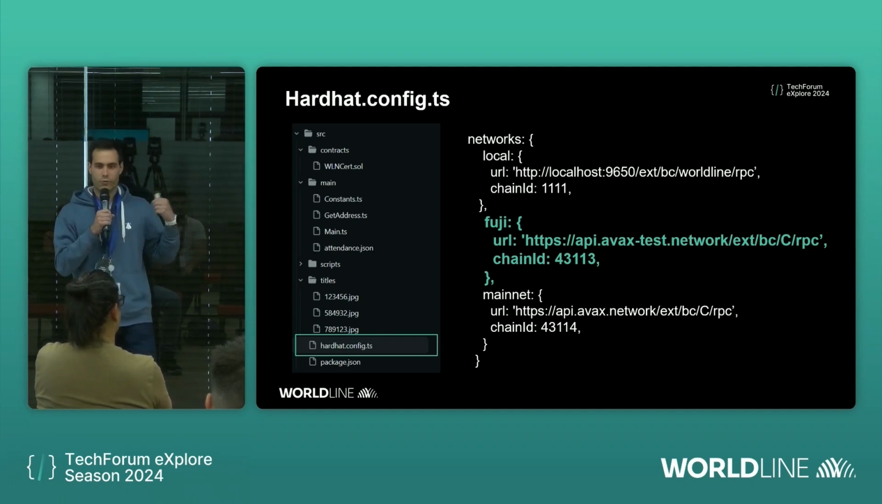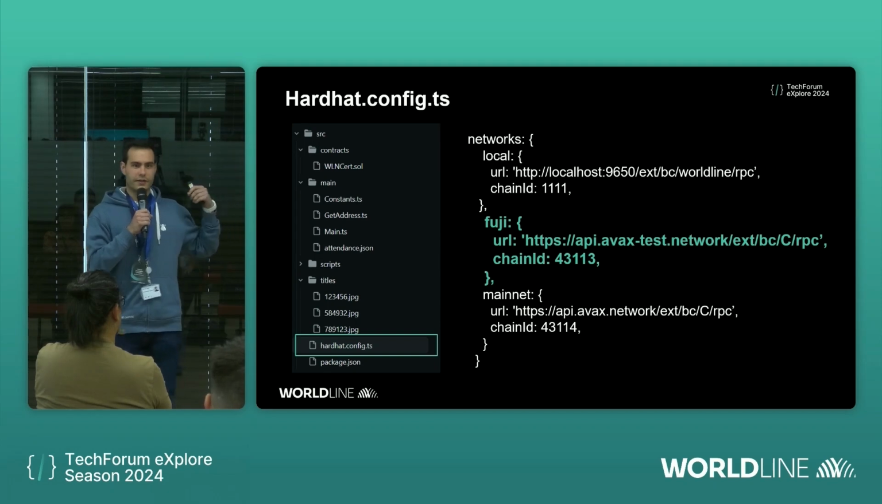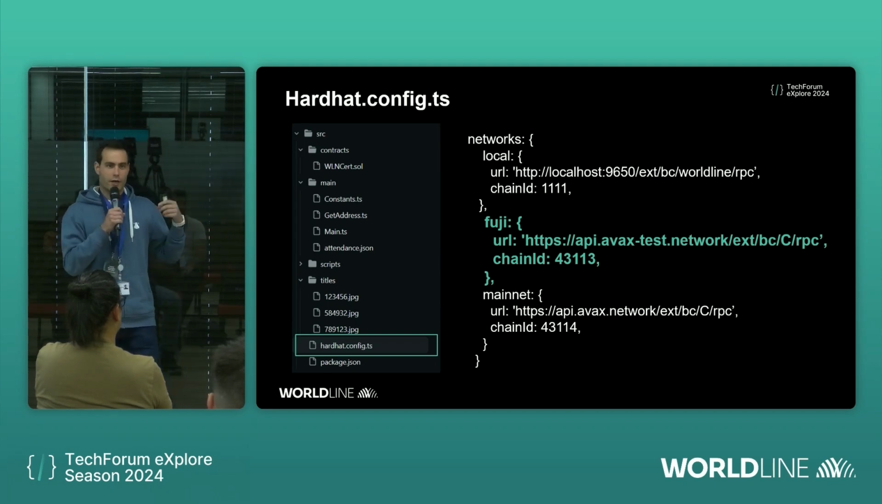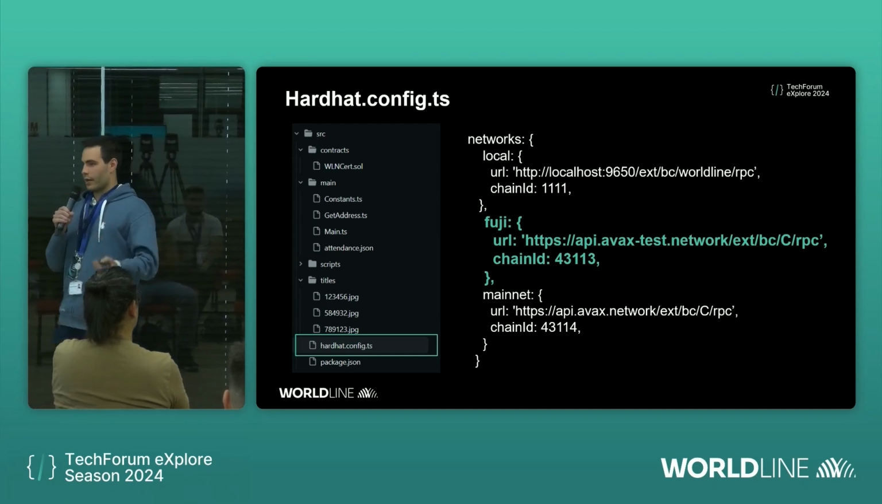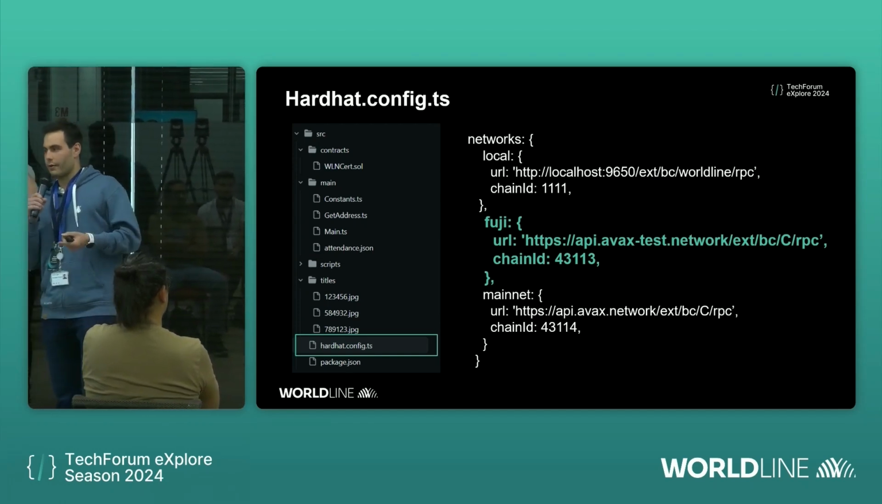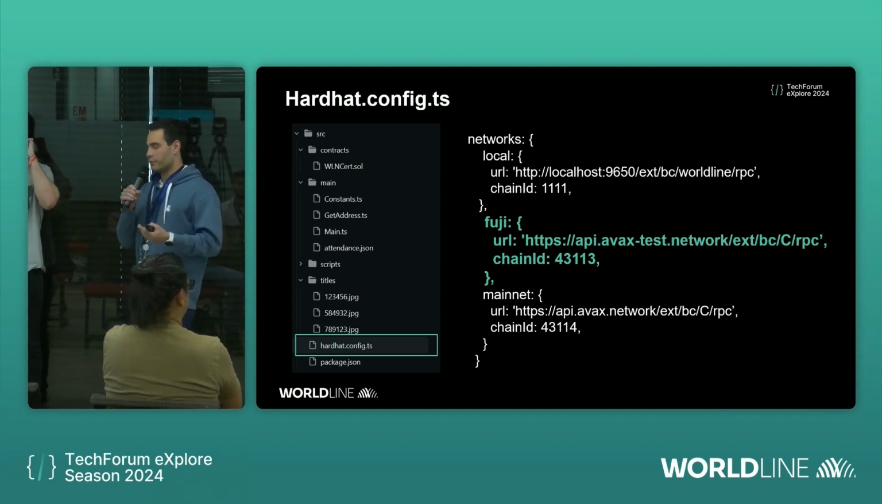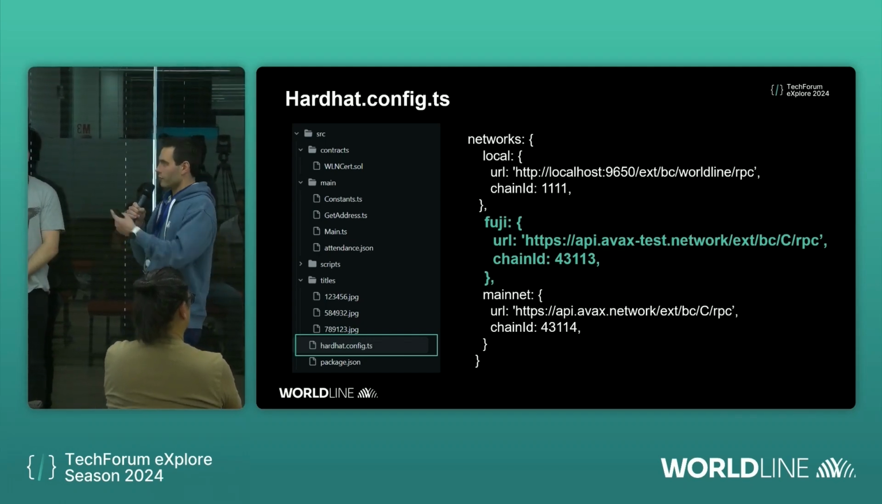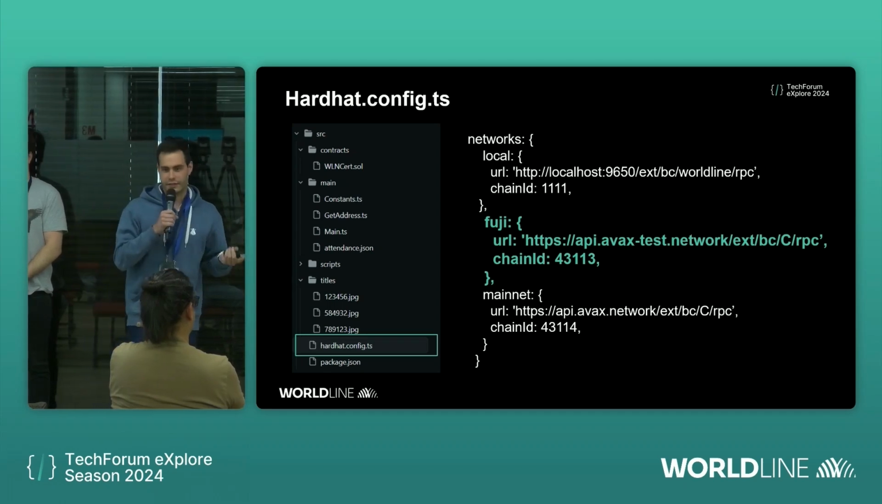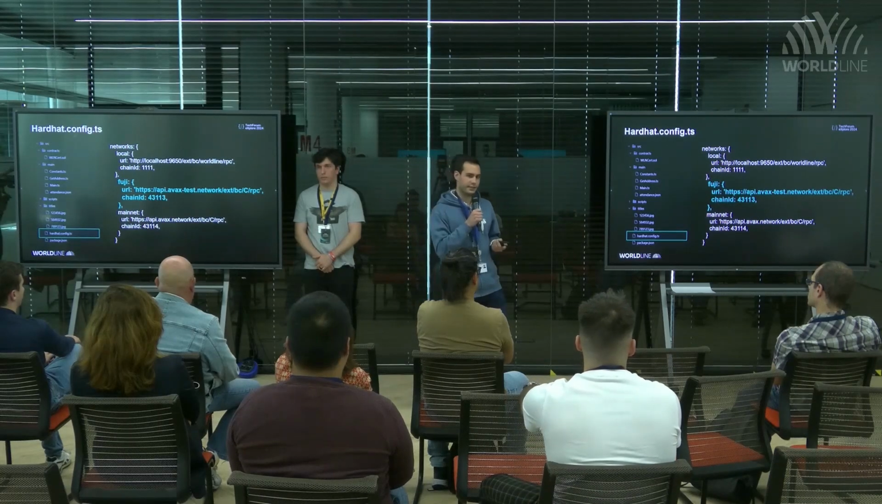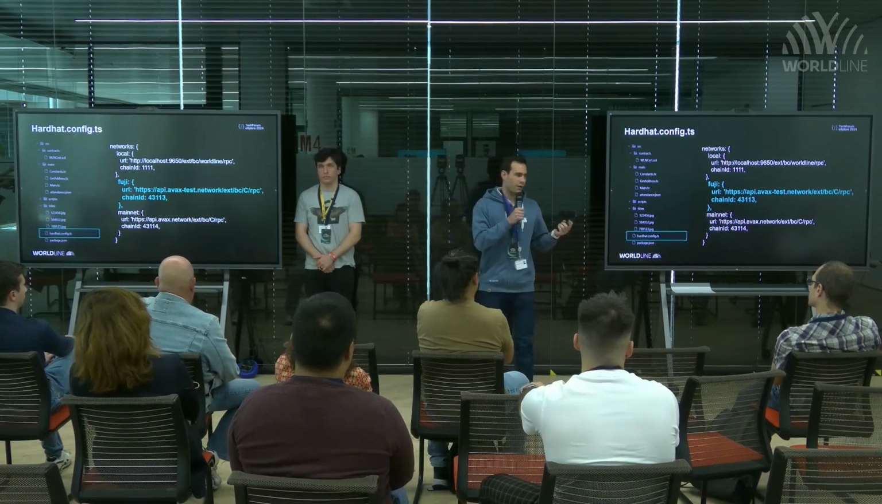This file is where we can define our networks. We could have a local network. For example, in Worldline, we could create a custom blockchain network for Avalanche and run this network on our local machines. Or we could use the official one. In the case of Fuji, it is the official testnet of Avalanche, or the main one.